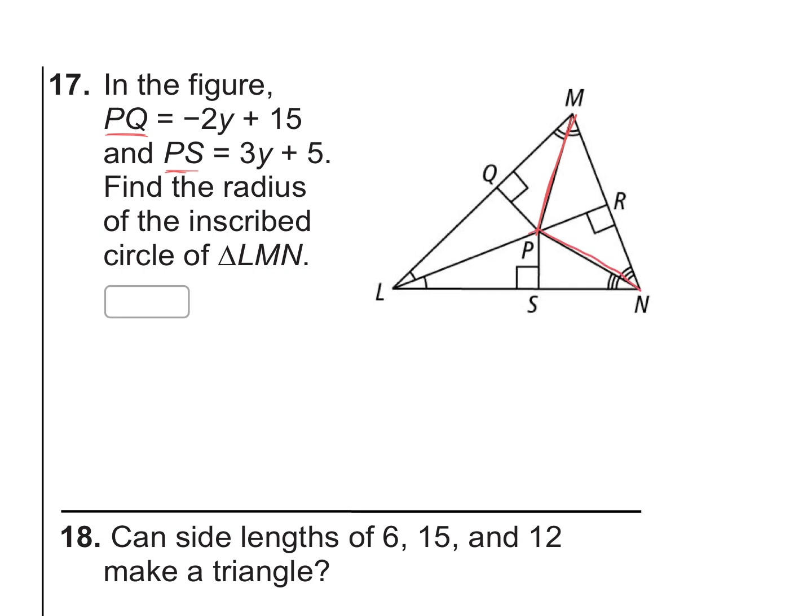What is that point in the middle called? Point of concurrency. All of those angle bisectors meet at a point. So what does that mean for all of our perpendicular lines? They're equal to each other. Again, that's from the theorem up on the board, concurrency of angle bisectors. So what do we know about the relationship of PQ and PS? They're the same, so how can we set up an equation to find y? Set them equal. So we have negative 2y plus 15 equals 3y plus 5. Now we just solve.